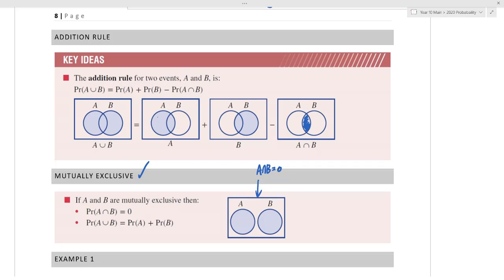They can't happen at the same time, which also means that if we go to our addition rule, if that's equal to 0, that's why we get this for mutually exclusive. If I'm subtracting 0 away, probability of A plus the probability of B. Okay, so this is a special case when they're mutually exclusive.